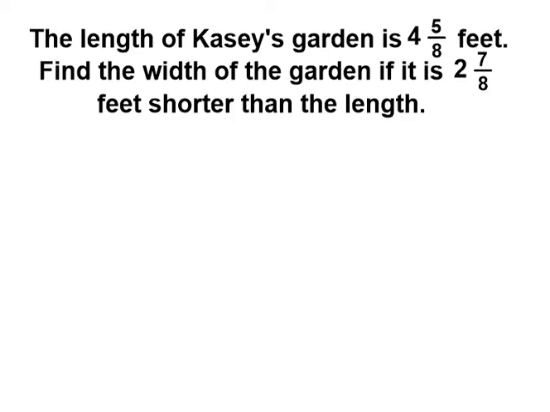step. All right, the length of Cassie's garden is 4 5/8 feet. Find the width of the garden if it is 2 7/8 feet shorter than the length. So the first thing I did is I read the problem. And now I need to highlight the question. And so the question is sort of in the form of a statement here. So it's asking me to find the width of the garden. Okay? And now I need to find my operation.